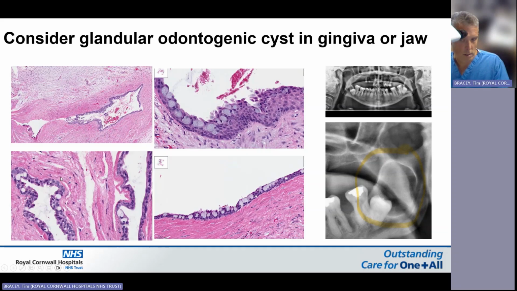We did the MAML2 on this and it was negative. It's worth bearing in mind that you can get intraosseous mucoepidermoid carcinoma, so that's another pitfall. You've really got to look at the x-rays, you've got to be able to see whether this is arising primarily in the mucosa, and occasionally reach for these molecular tests as well.